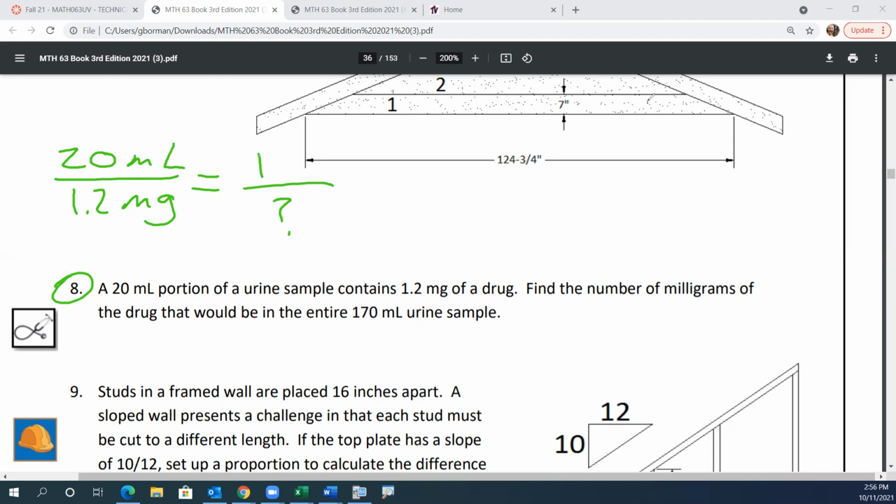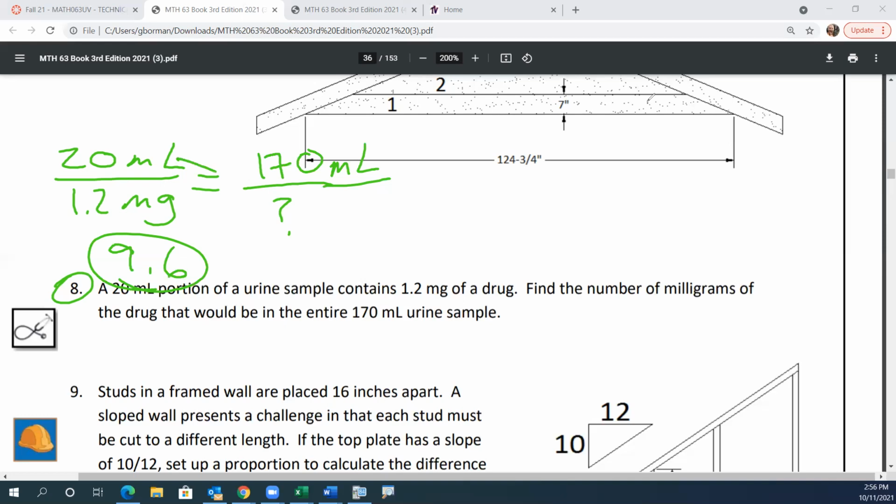If we do 170 milliliters of urine, okay? Now, this is about 8 times bigger than this. So I would expect this to be about 8 times bigger than that. 8 times bigger is 9.6. So it should be close to that. It's actually going to be a little more. I'm going to guess 10.2, but pretend I didn't say that.